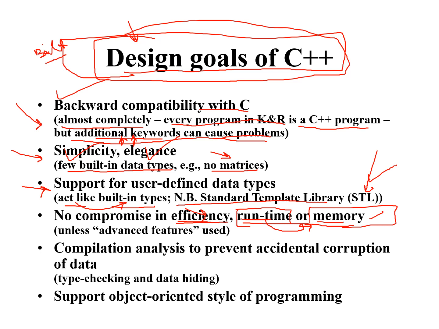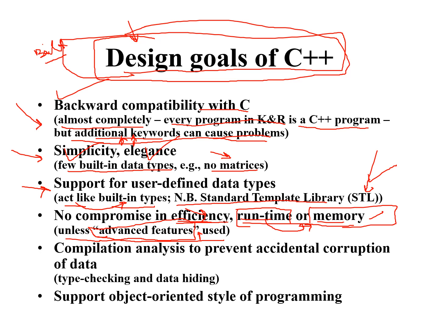Here it is written that in case of advanced features, it might compromise with the efficiency, runtime, and memory. So what is written is, unless advanced features are used. Here they should have written an R also. Actually, I should have written an R also. So unless the advanced features are used.